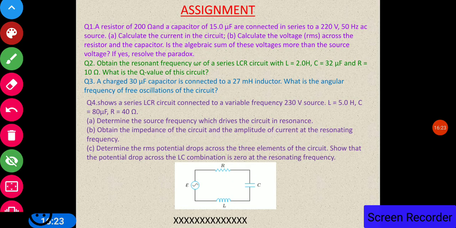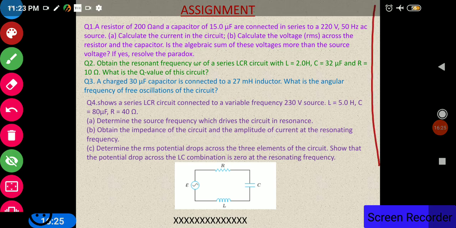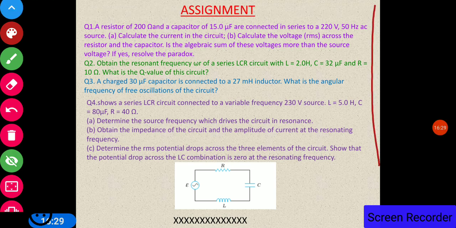Now these are some questions based on the topic taught today. These are questions from the NCERT books. Try to solve these questions, and if you have any doubt, you can discuss with me at any time. Thank you.